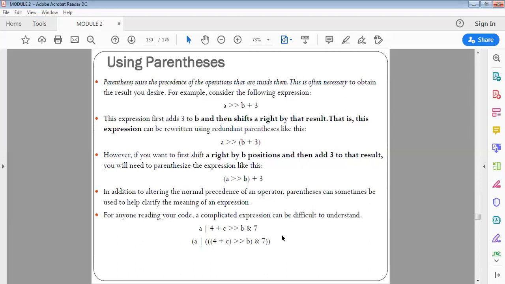Suppose b contains a value 1. So 1 plus 3 is equal to 4. Now a is right shifted by how many times? 4 times. Suppose you want to do the right shift first, followed by adding the value 3. Then you can put parentheses around the right shift operation, that is a right shifted by b. That will give you the result. So the operators inside parentheses are given the higher precedence.